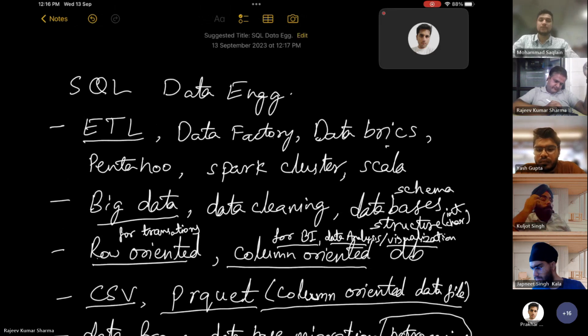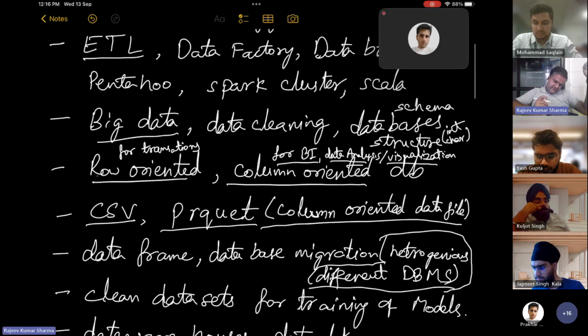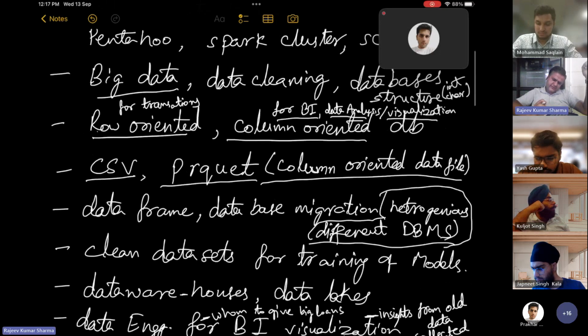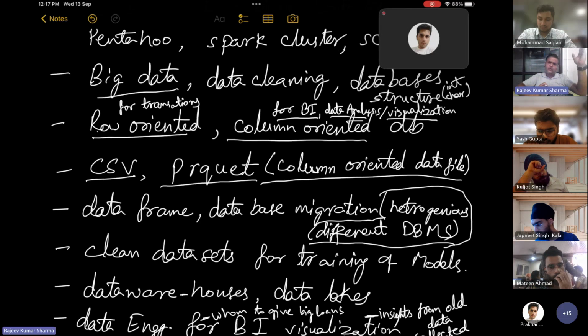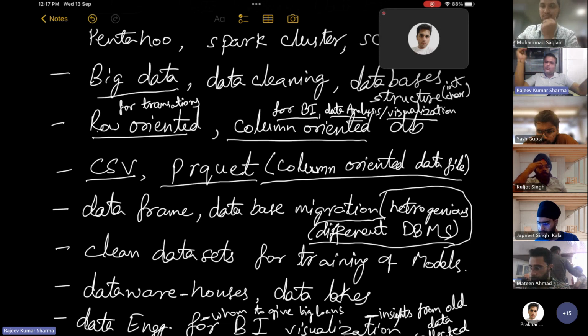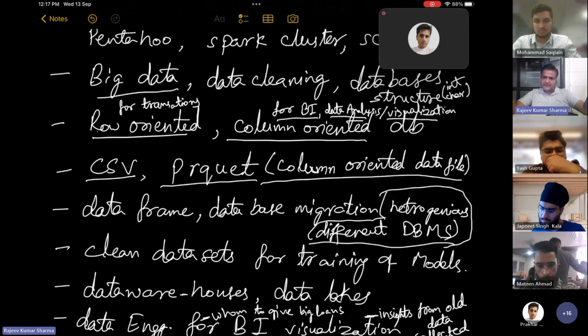Now this is clear. The question is how to migrate a database from a row-oriented data structure to a column-oriented one. How to transfer a very large amount of data from an Oracle database to a data warehouse, which are heterogeneous. Heterogeneous means not of similar form; the underlying storage structure will be a bit different. How to do that?